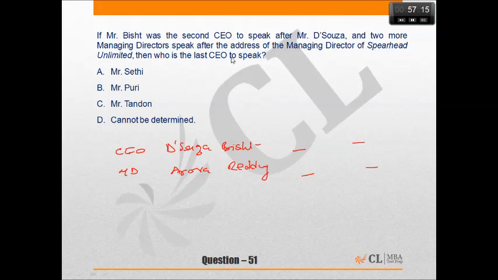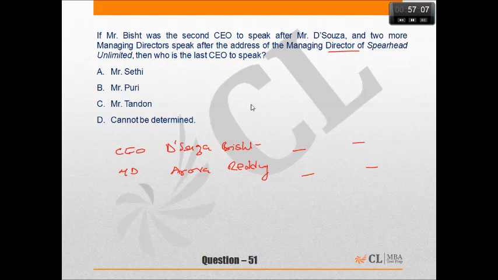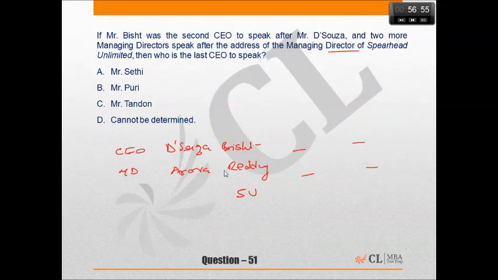And two more managing directors speak after the address of the managing director of Spearhead. Who's the managing director of Spearhead? It is Reddy, so he's Spearhead Unlimited. Who is the last CEO to speak? The last CEO can be any of the other two, but I don't have any information. Let me just look at the two more managing directors. So yes, the answer should be insufficient data.